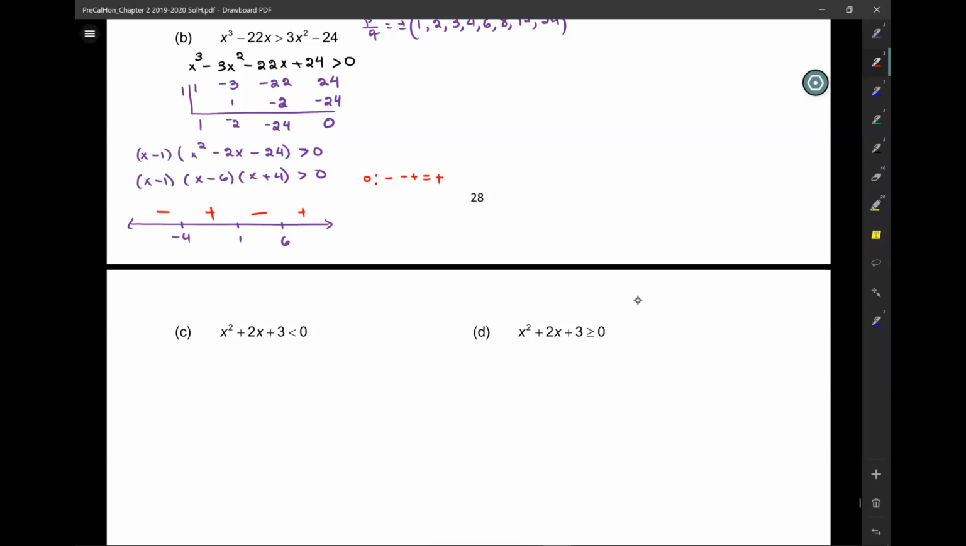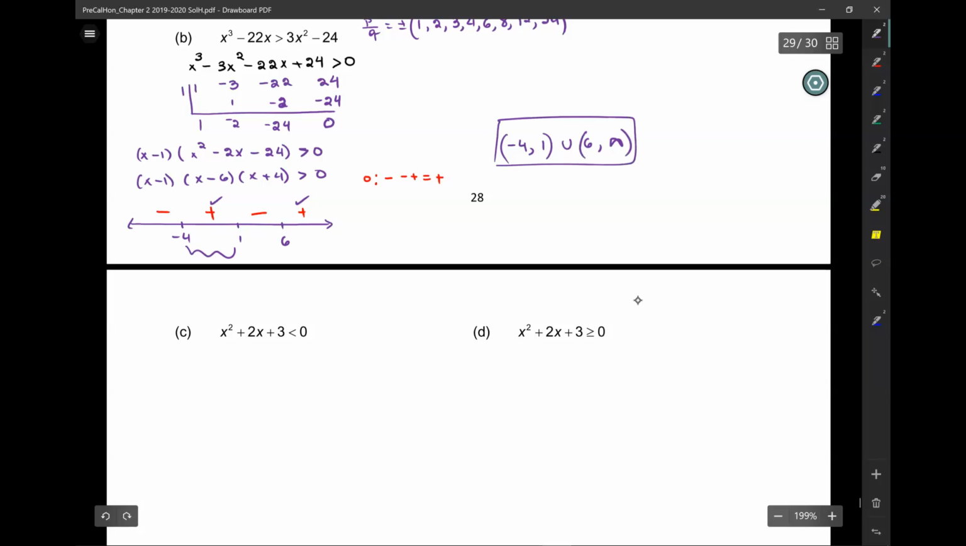Okay, so we need the regions where it's positive. So here and here. So we're going to do here negative 4 to 1, parentheses, not brackets, because it says this is greater than 0. Union 6 to infinity. Cool.